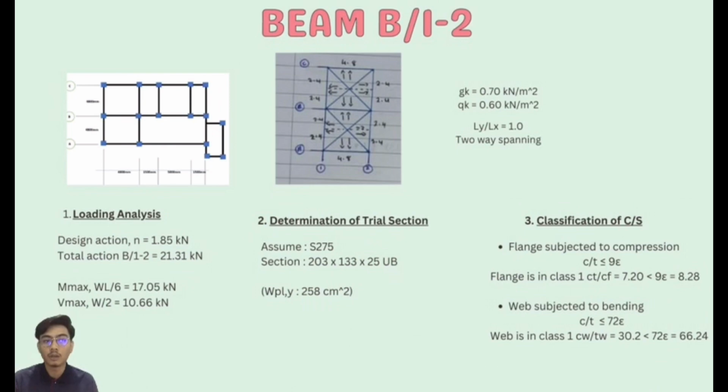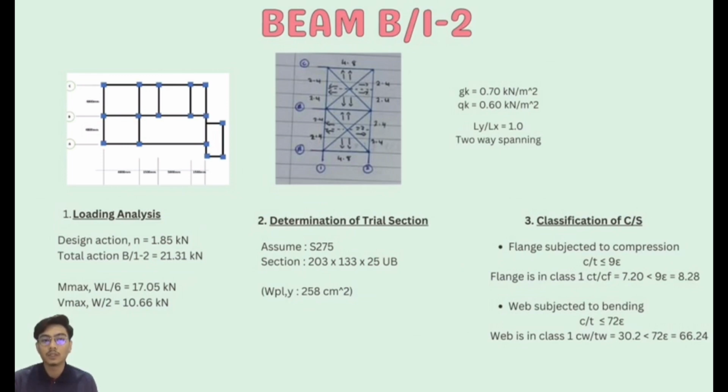The next step is determination of the trial section. We assume for this beam S275, and for the section 203 times 133 times 25 universal beam. For the plastic modulus is 258 centimeter cube.